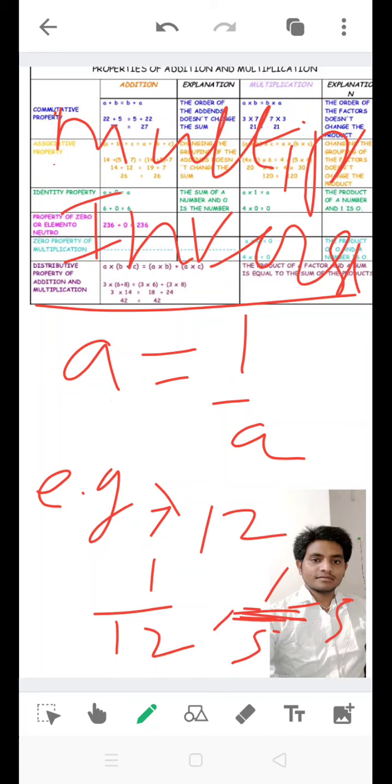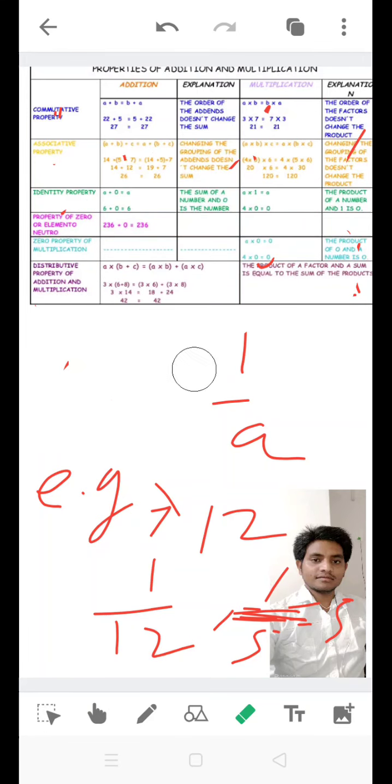Okay, dear student, I hope there is no doubt in this property. Here we discussed closure property, commutative property, associative property, additive, sorry, identity, multiplicative identity, and multiplicative inverse. All the properties we learn in this chapter.